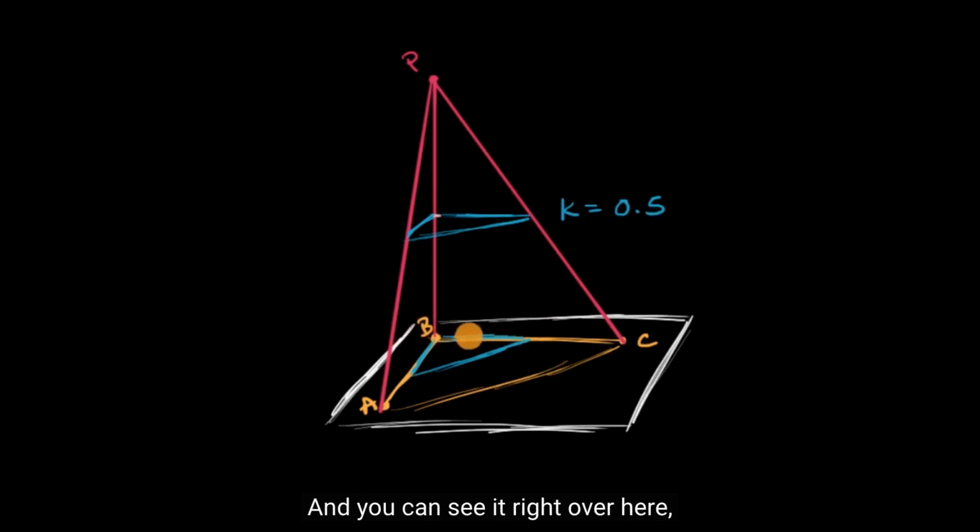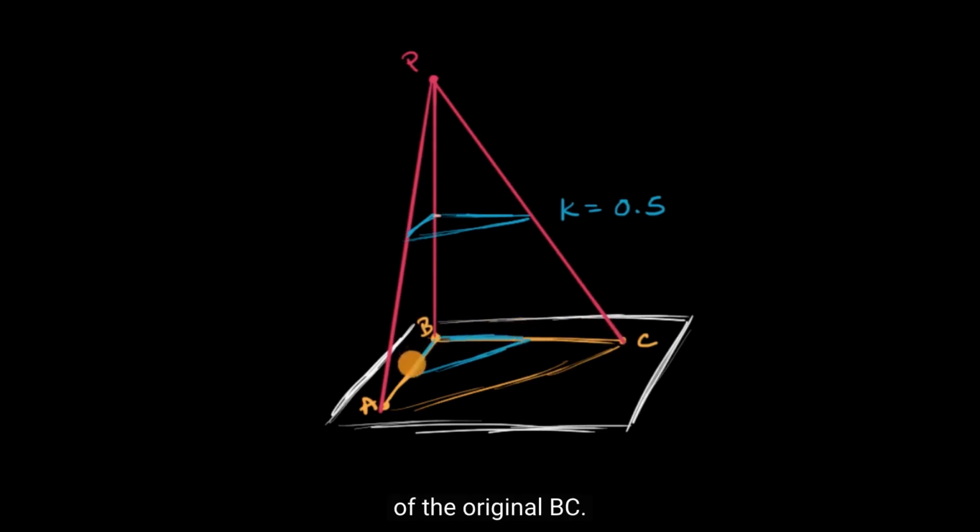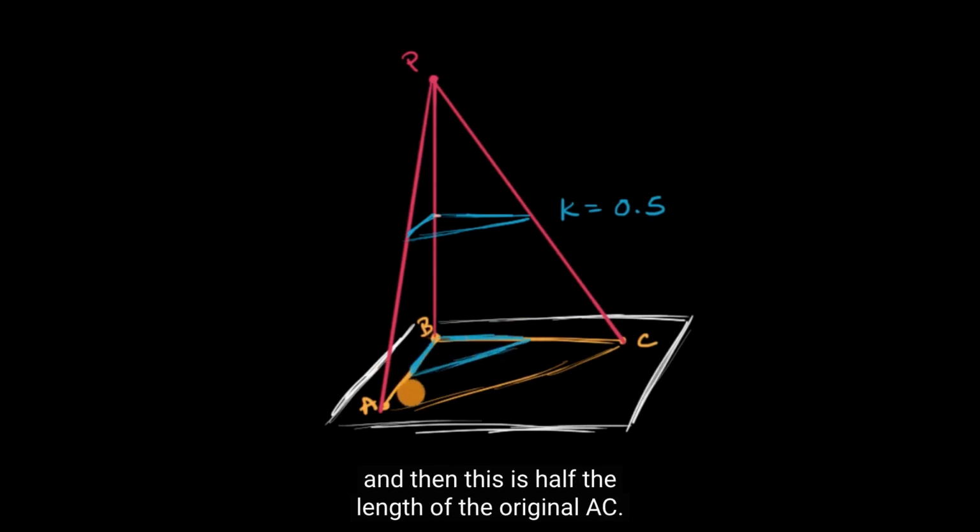And you can see it right over here. This length right over here, what BC was dilated down to, is half the length of the original BC. This is half the length of the original AB. And then this is half the length of the original AC.